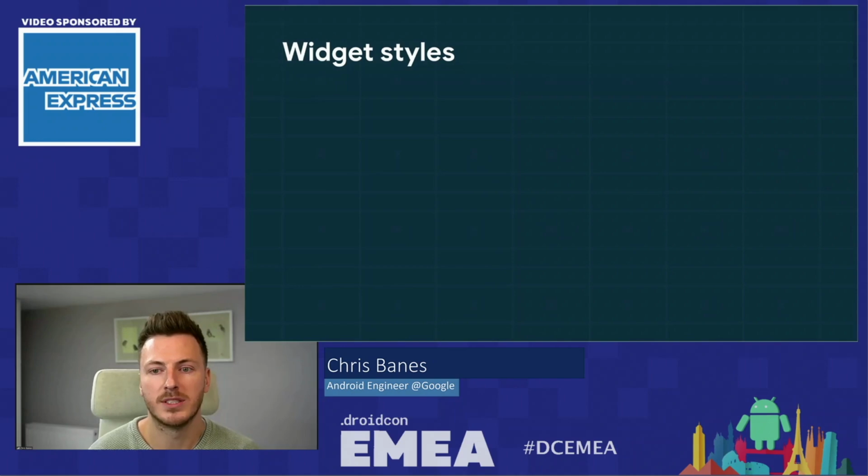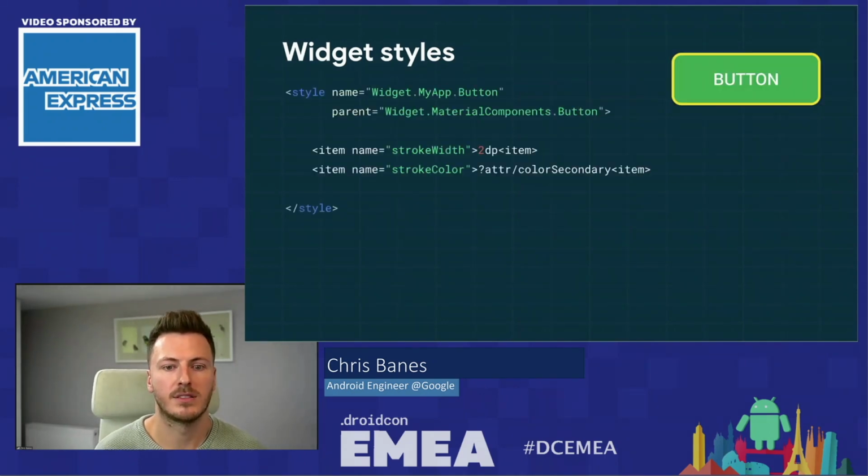So next up is widget styles. I'm sure that many of your apps contain styles such as this, where we have a style which extends one of the MDC styles, in this case button, and you're just going to tweak a few values. So in this style, we're just going to take the button style and add a yellow border around it. Very nice. So how can we actually use that in Compose?